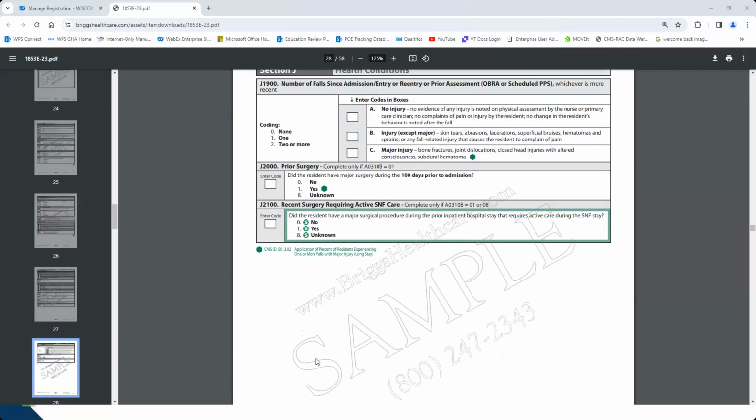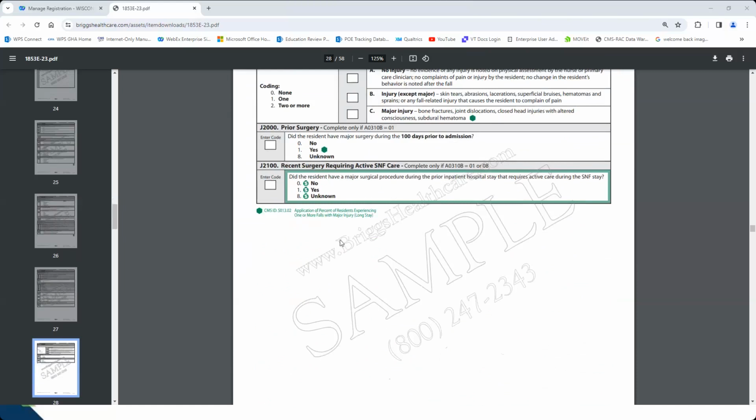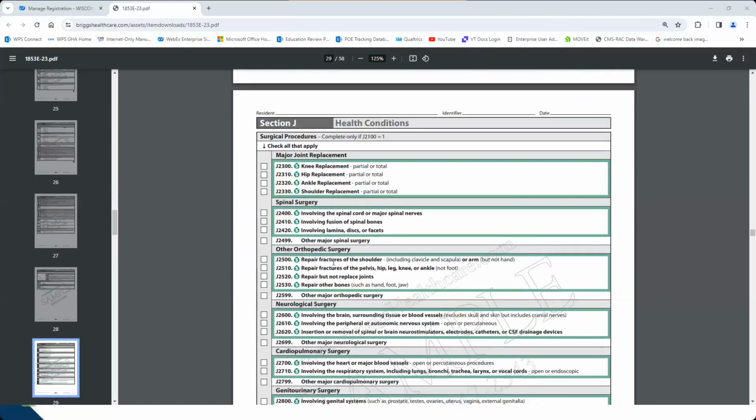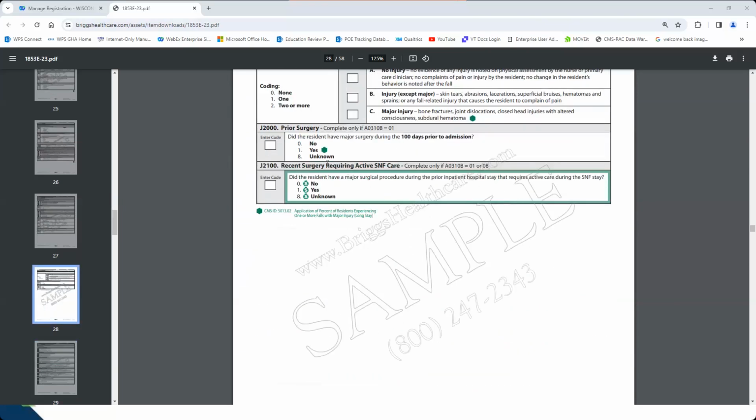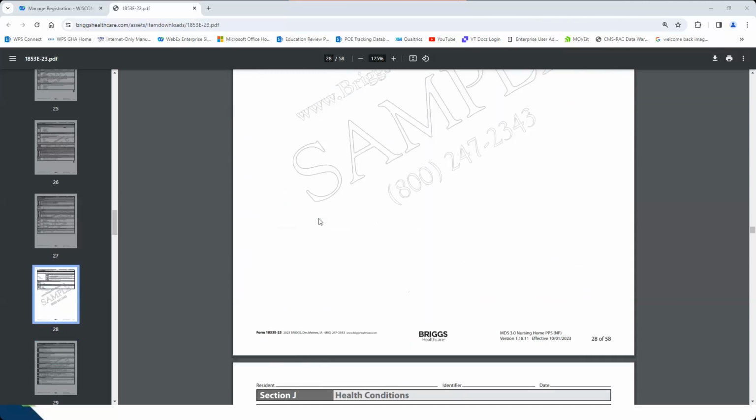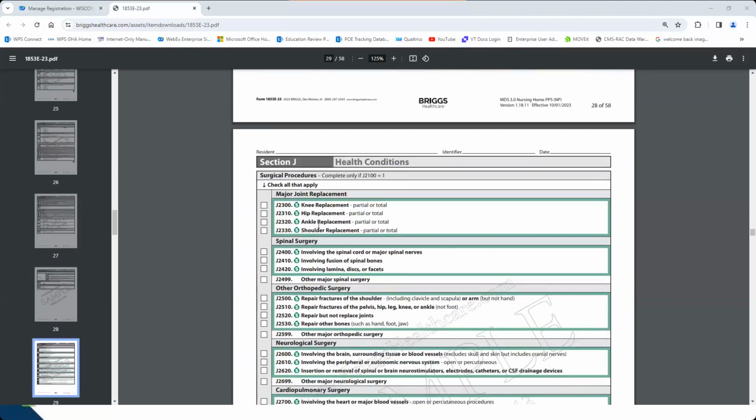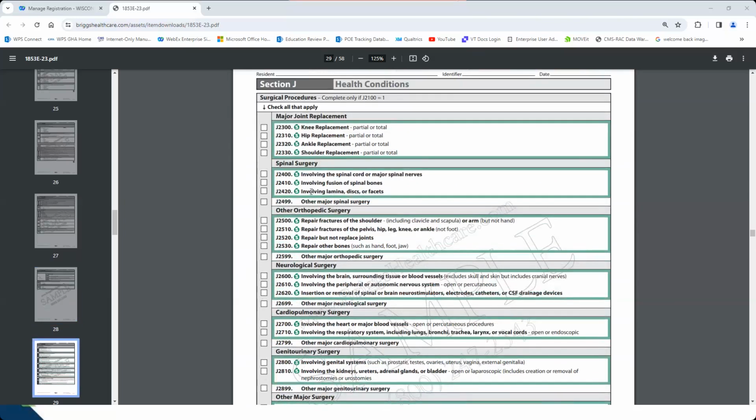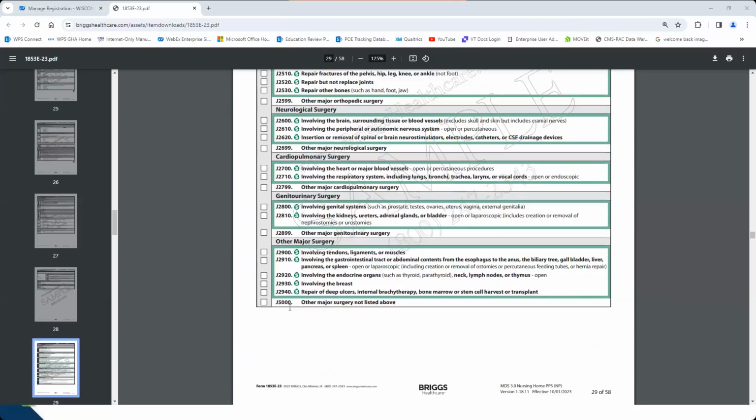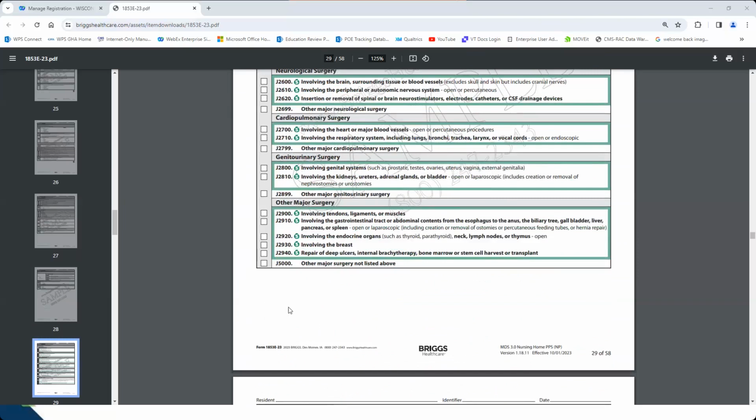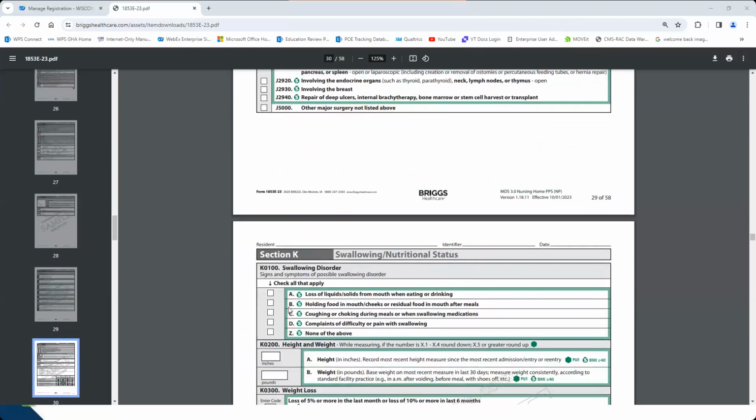And J2100 and on include a list of surgeries to choose from if you marked yes up here. So if you marked yes in recent surgery requiring active skilled care, there is a list of surgeries that you can choose from down here. Again, if we can't find it in the documentation, it's going to be removed from your MDS upon review.